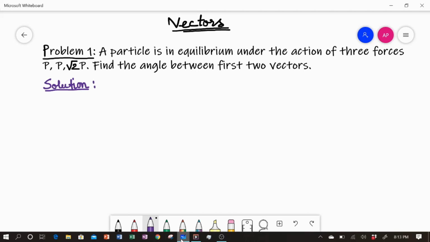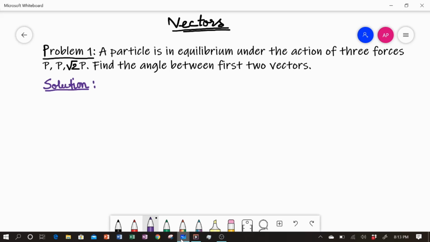So the question here, for problem number 1: A particle is in equilibrium under the action of three forces P, P and root 2P. Then find the angle between the first two vectors.